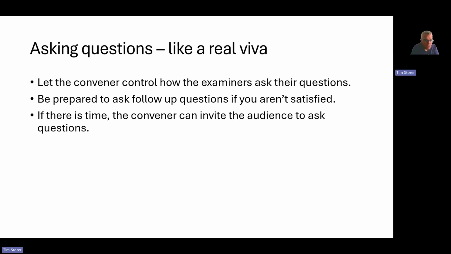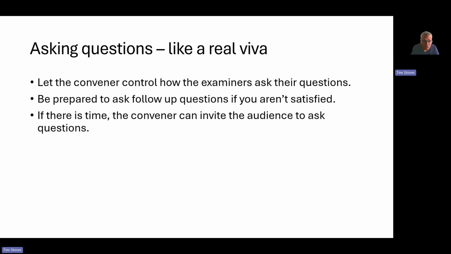So hopefully that gives you some guidance on how to prepare for the Viva and what kind of questions you should ask as examiners. Just a few tips now about how to ask those questions when you're in the Viva. The important thing is to let the convener control how the examiners ask their questions. That means the convener will invite different examiners to ask different questions, potentially allowing them to ask follow-ups before inviting the next examiner to ask a question about some other aspect of the work.